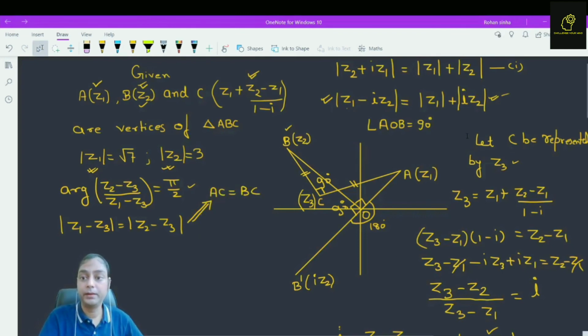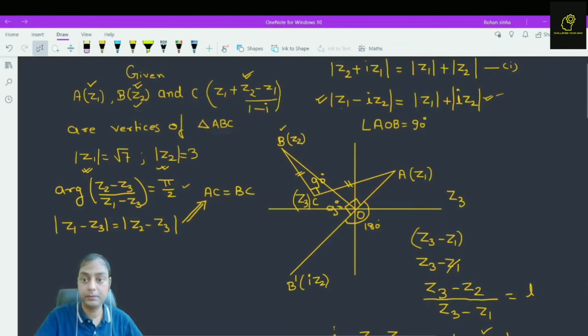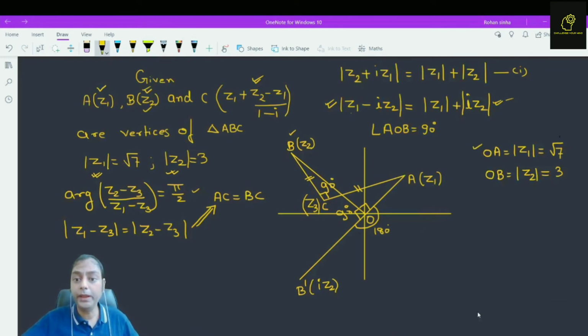Now what is given in the question? It is given that OA, this length OA, is equal to modulus of Z1. This is how much? Under root of 7. And what about OB, equal to modulus of Z2? This is equal to 3. This length is 3. Since triangle AOB is a right angle triangle, now what is the length of AB? By using Pythagoras theorem, it is under root of 7 squared, 7, plus 3 squared, 9. So this is how much? 4. So AB length is 4.